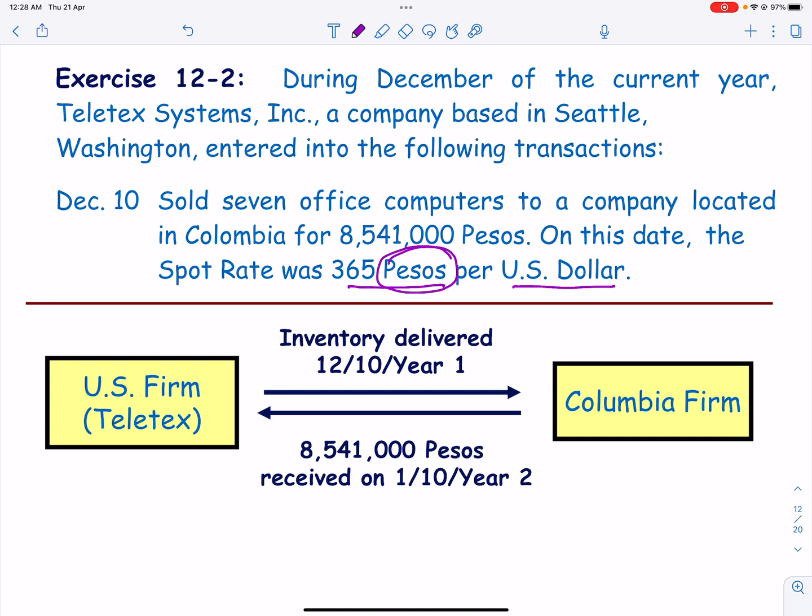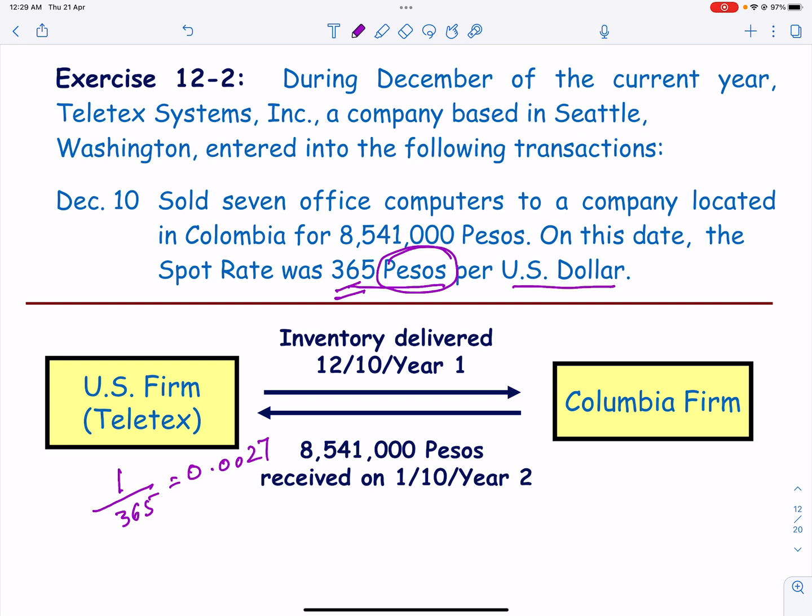Each 365 pesos will buy 1 US dollar. So this is the indirect exchange rate. We can convert the indirect exchange rate to a direct exchange rate by dividing 1 by 365, and that will give us 0.0027. So we can say that each 0.0027 US dollar will buy 1 peso, 1 Colombian peso.